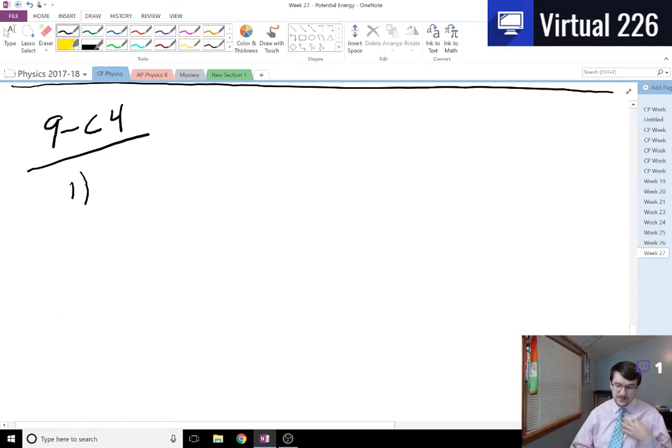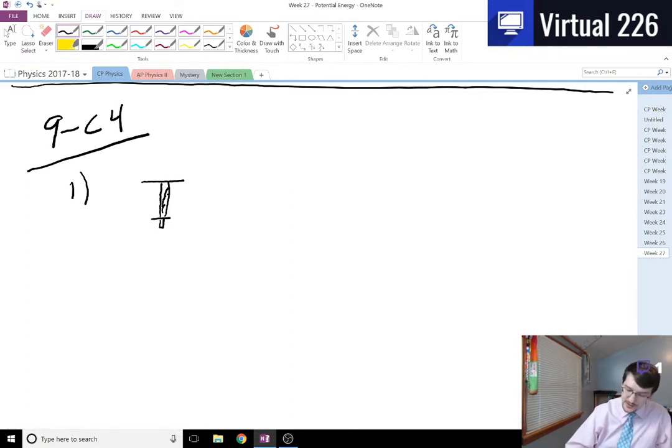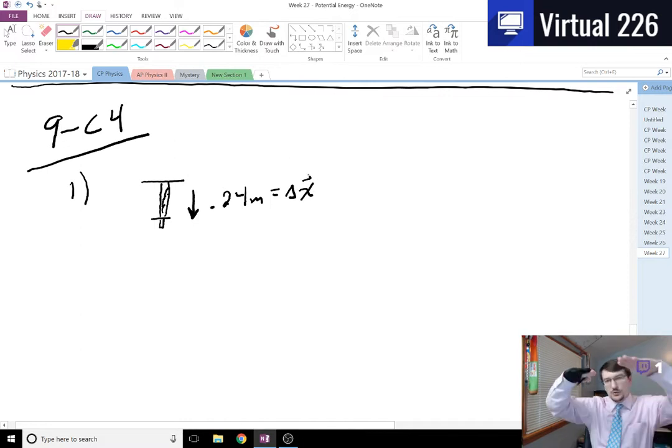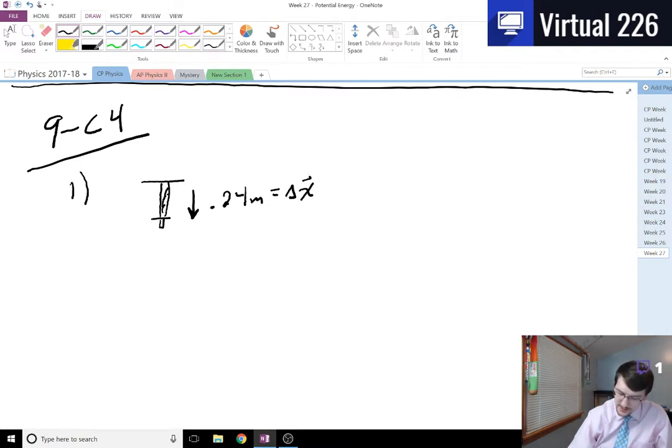What we have here is, and we get to draw a little picture. I'm a poor drawer. This is a pogo stick. We have a pogo stick here, and the pogo stick is compressed downward by 0.24 meters. So that's a delta x. That's a compression there. So boom, you go down on the pogo stick, and the kid who's riding this, let's make our kid blue. You can't see the kid behind the pogo stick, but you can see his legs and his arms. Poorly drawn by yours truly.